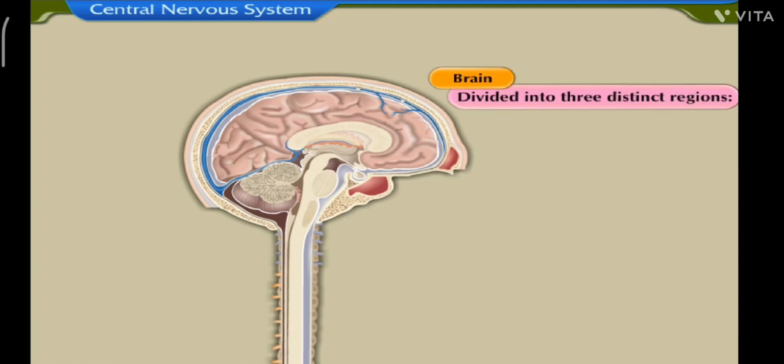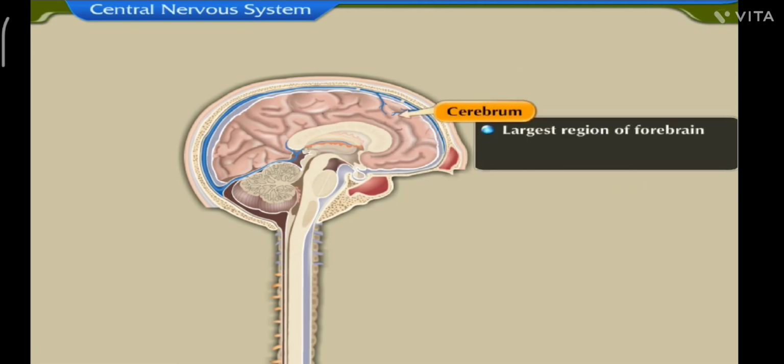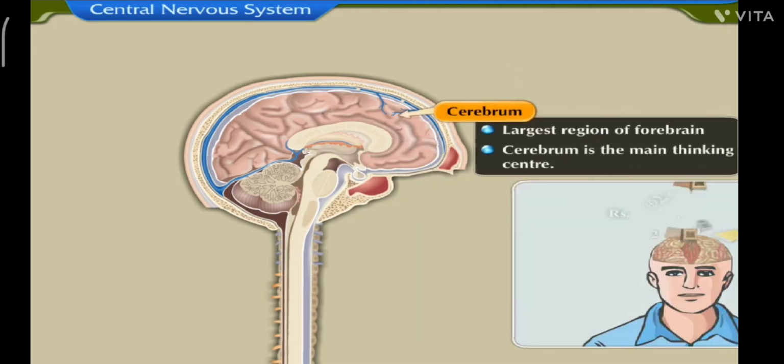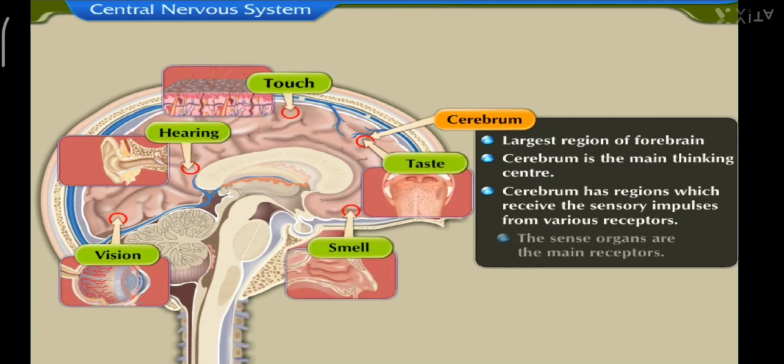It is divided into 3 distinct regions, namely the forebrain, the midbrain, and the hindbrain. The cerebrum is the largest region of the forebrain. It is the main thinking center. It has regions which receive the sensory impulses from various receptors. The sense organs are the main receptors.